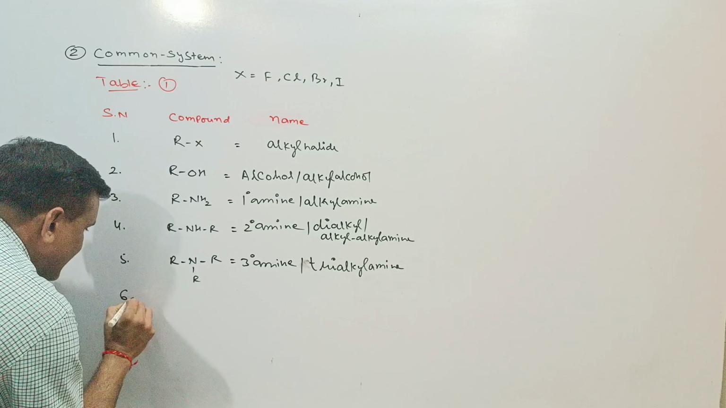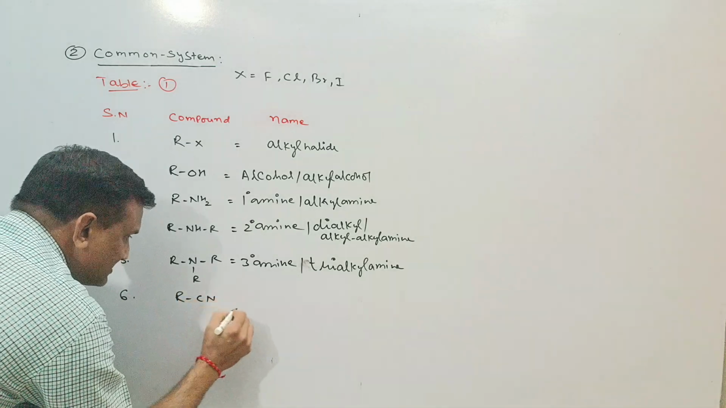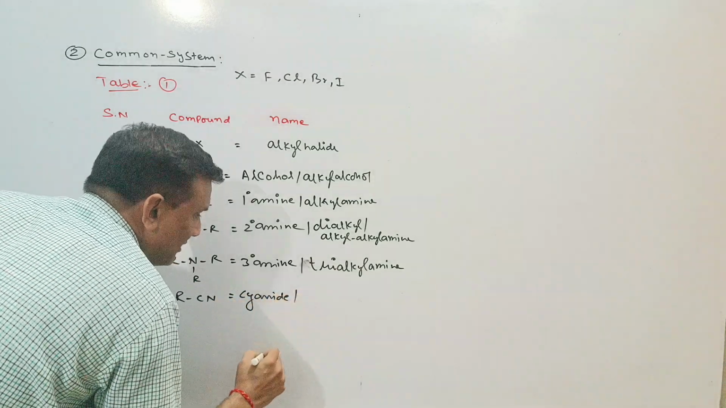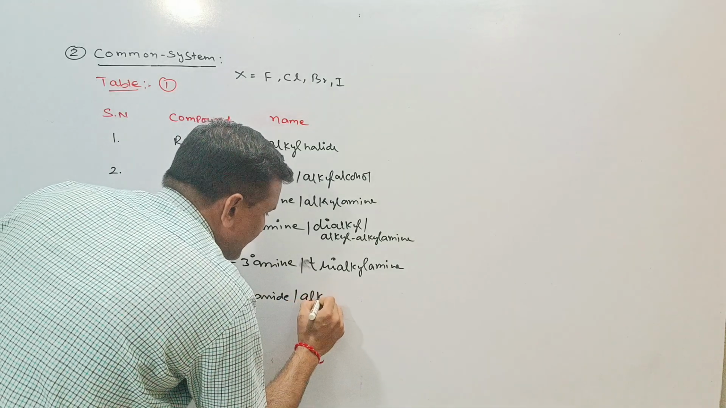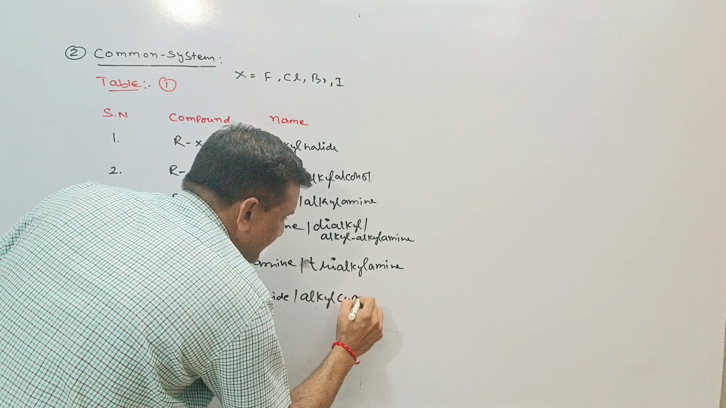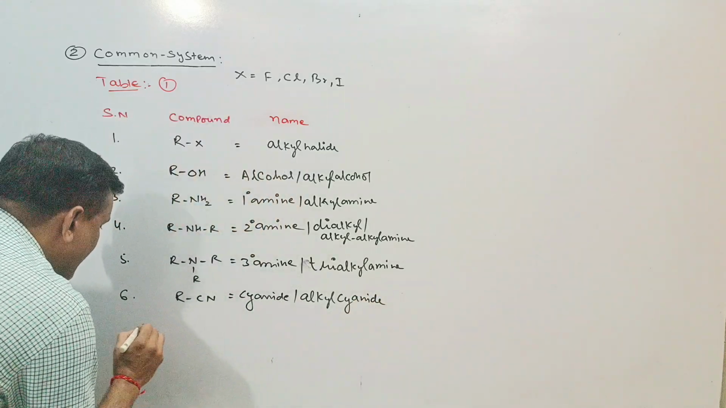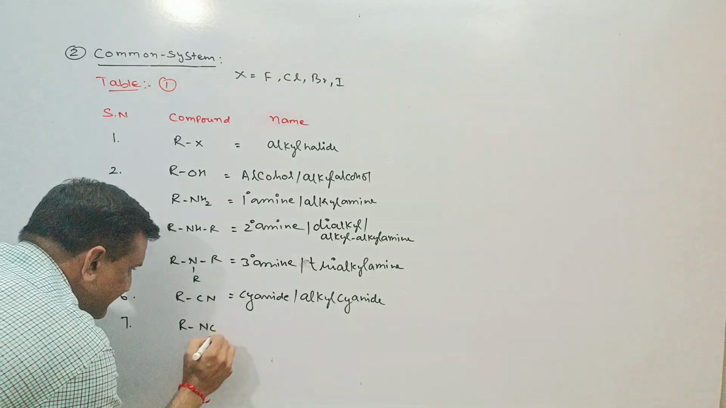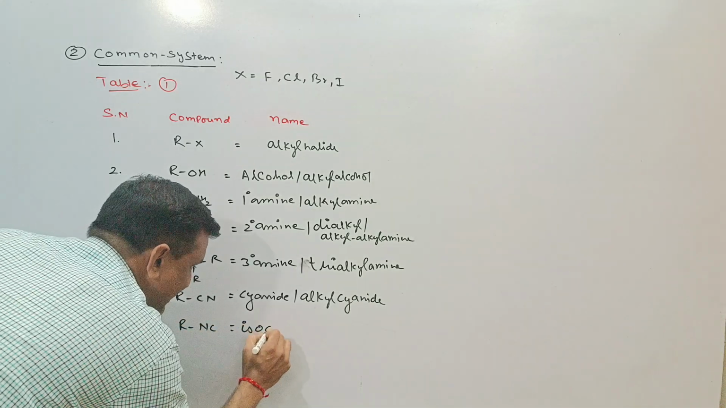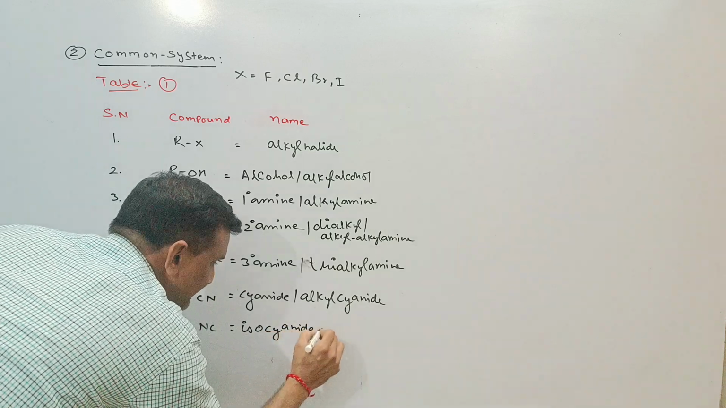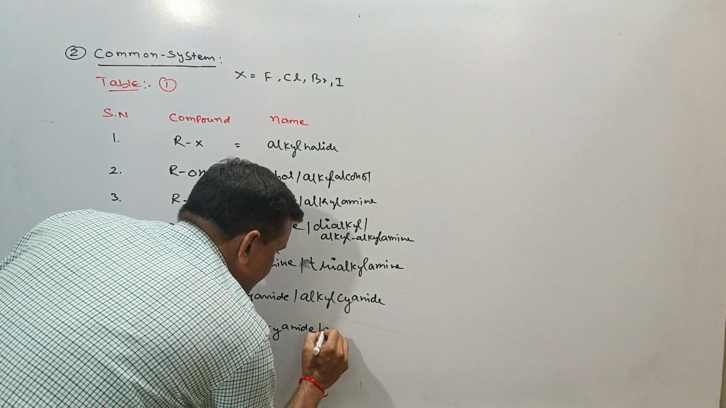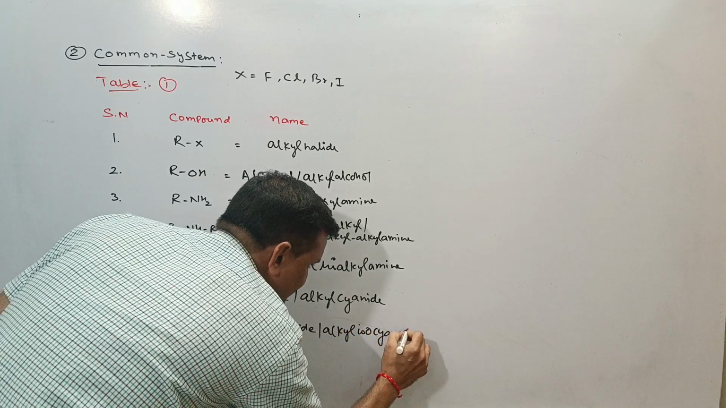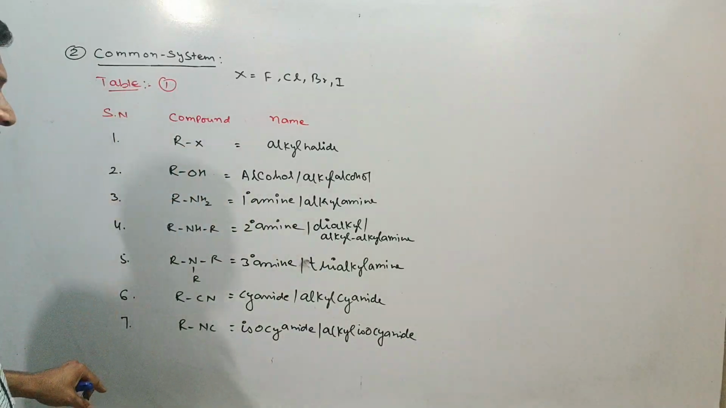6 is RCN. This is called cyanide group, and in the common system it is called alkyl cyanide. Now I would like to go with the seventh compound. What is that? That is RNC. It is also called isocyanide, alkyl isocyanide. These were the 7 function groups.